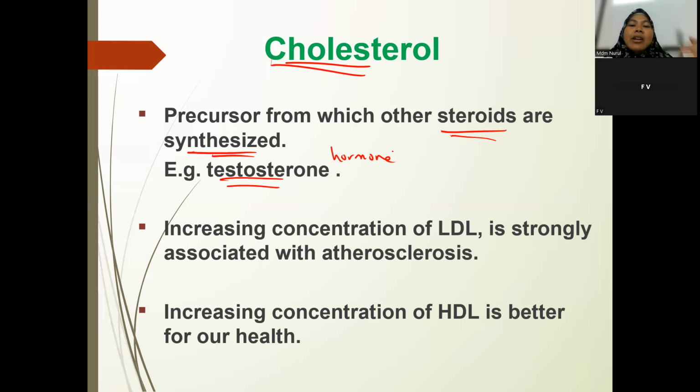Again, cholesterol increasing the concentration of LDL. LDL is low density lipoprotein, which is bad cholesterol. So increased level of bad cholesterol is associated with atherosclerosis.